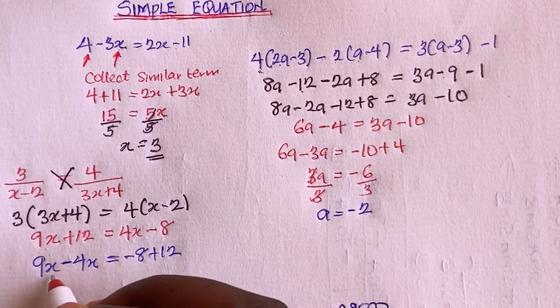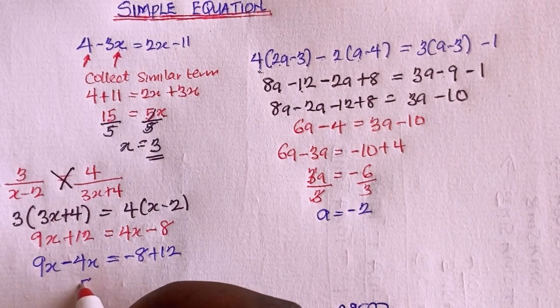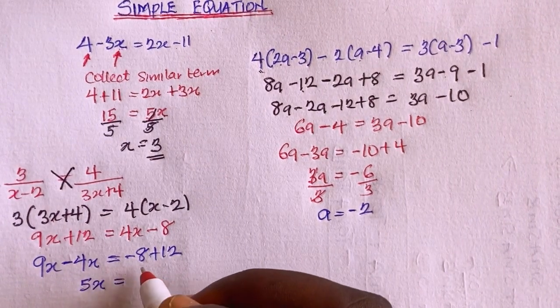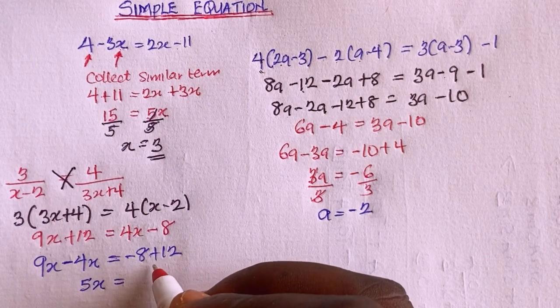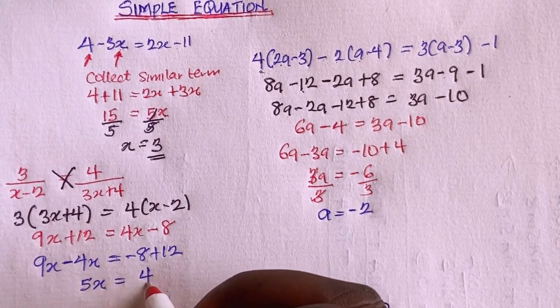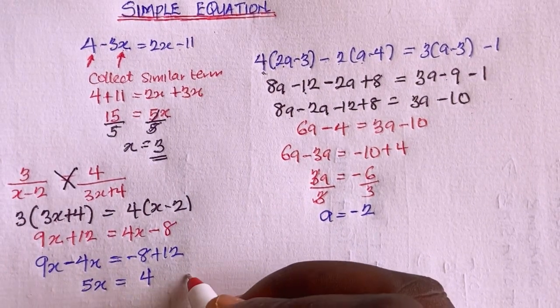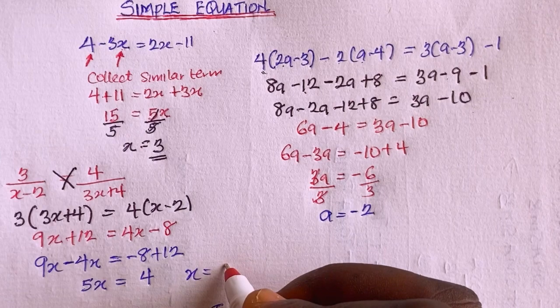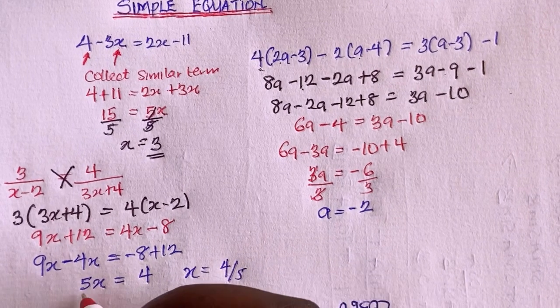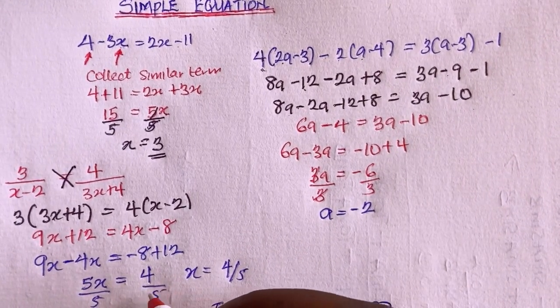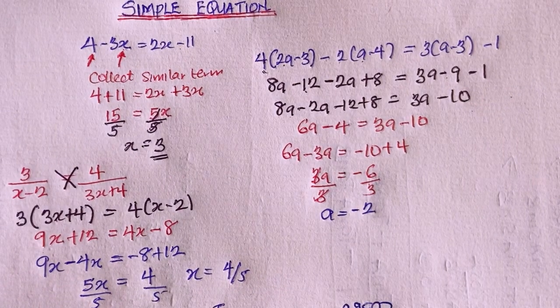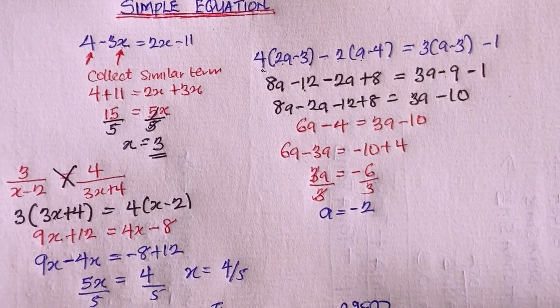So here I'm going to have 9x minus 4x, which is actually 5x, which is equal to minus 8 plus 12. That simply means that's 4, right? So I shall have it as 4, then this is actually 5x. So in this case, I'm going to have my x to be 4 over 5, because I'm going to divide both sides by 5. So that's just it.